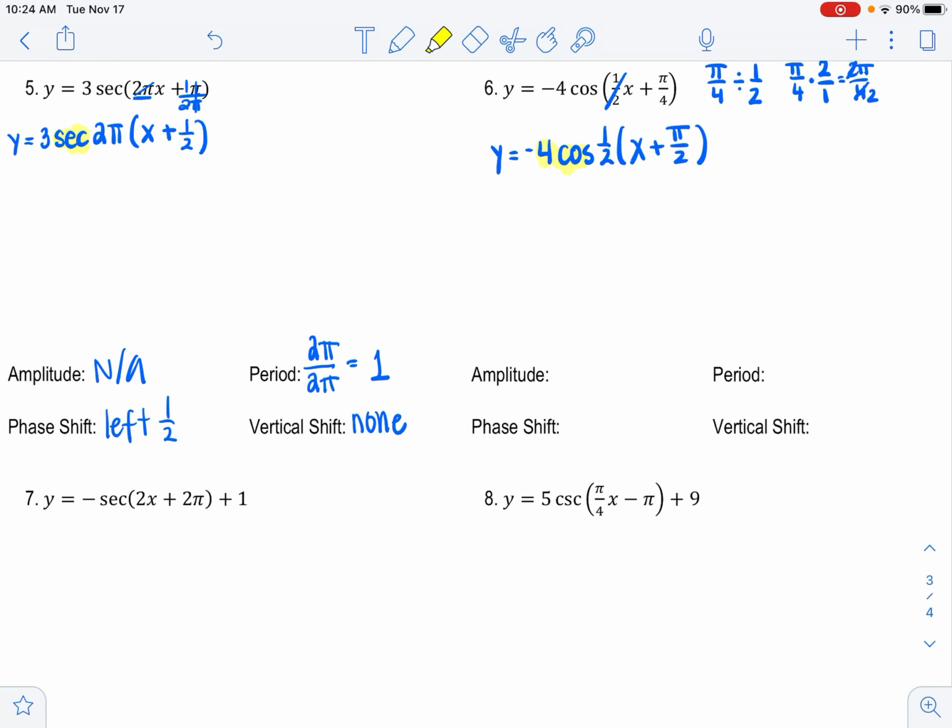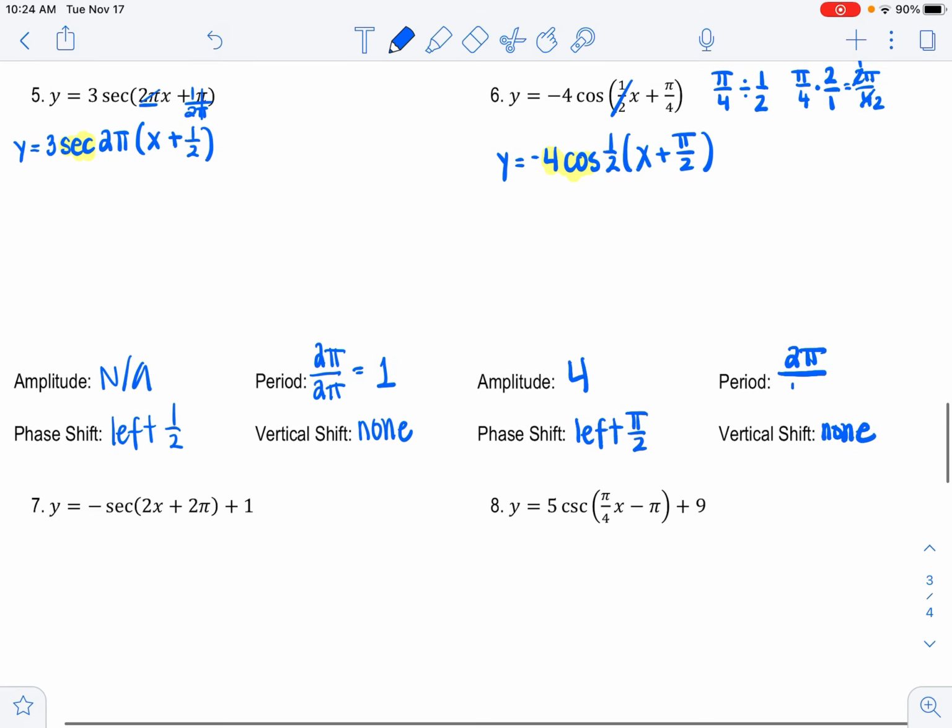All right, amplitude, it's cosine. So cosine does have amplitude. It's 4. Remember, the negative does not go with it because it's the absolute value. It's a distance. Phase shift, this is left, pi over 2. Vertical shift, there is none.